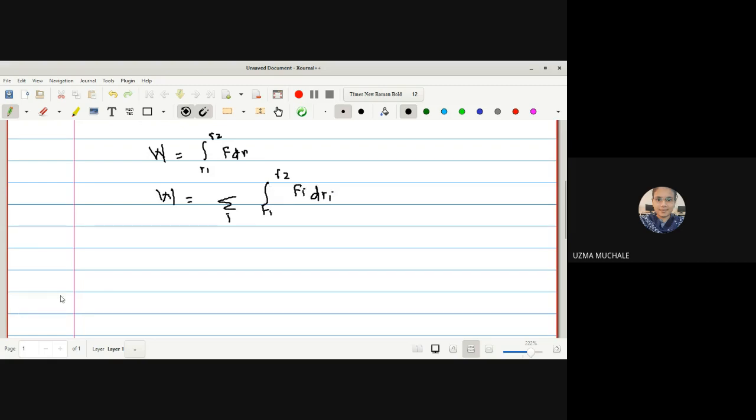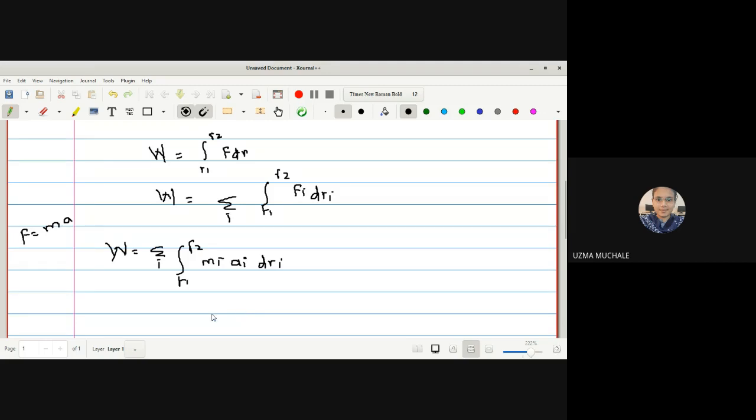Now we can write the work done as summation over i, integration from R1 to R2. What is Fi? What is the formula for the force in terms of Newton's third law, that is F equals ma? Sorry, not the third law, I think the second law. Force is equal to mass into acceleration. So it is mi into ai. Now we are writing for every single particle, so we can write this as mi into ai, and this dri as it is.